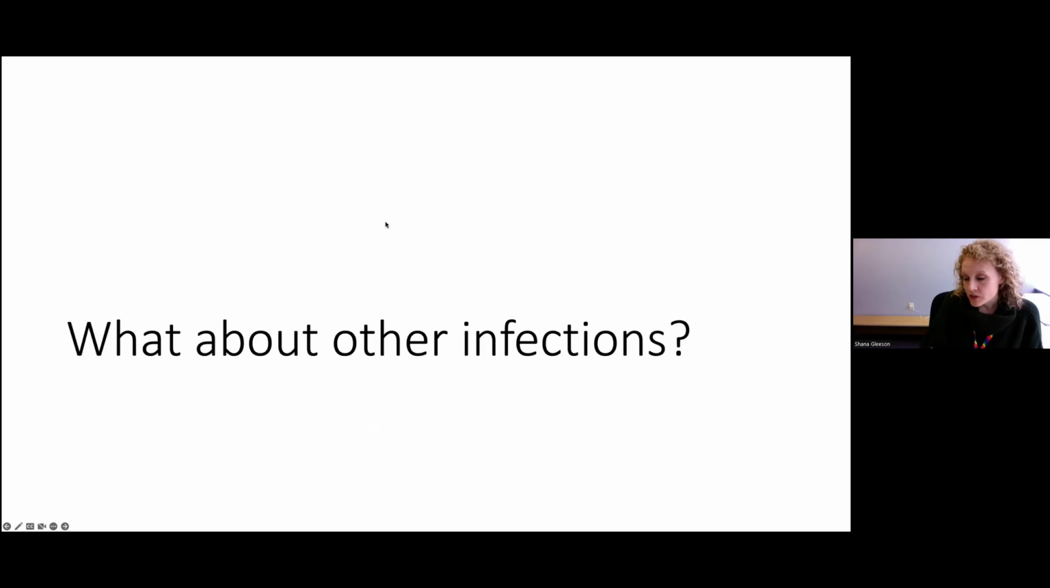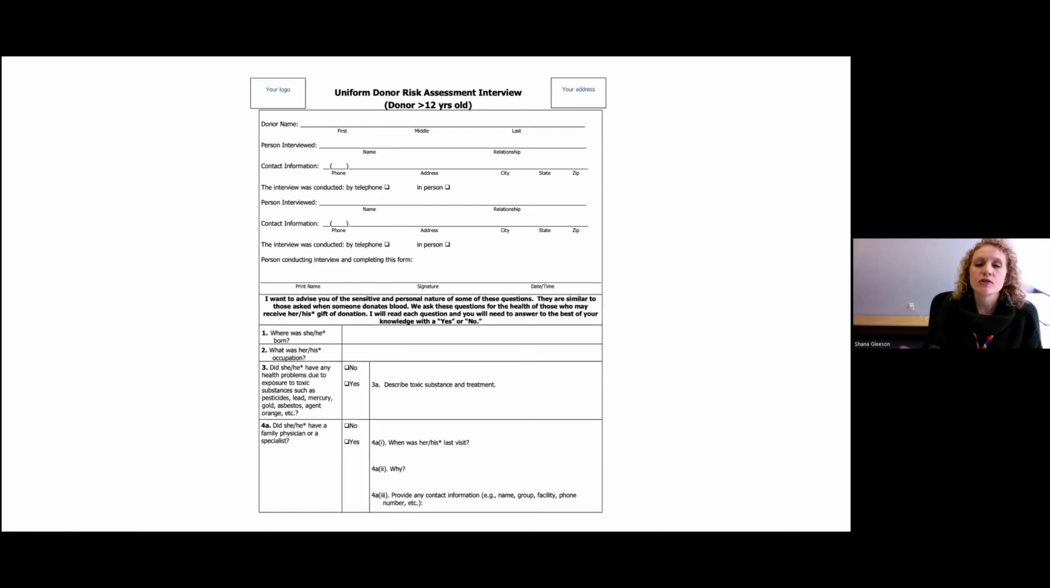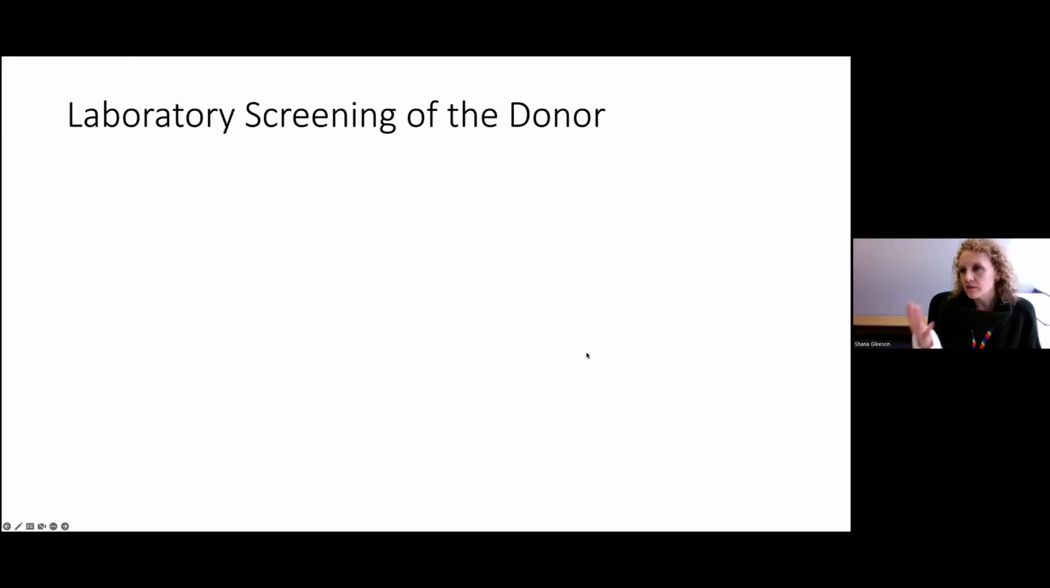So what about other infections besides HIV, Hep B, Hep C, things that might be associated with certain types of risk factors? This interview gets into a lot of other stuff besides risks for things like HIV and hepatitis C. Like I mentioned, travel history and other things like that. You can even see on the first page of it here, where were they born? Where was their occupation? It goes through all sorts of different things. And so this kind of informs lab screening.